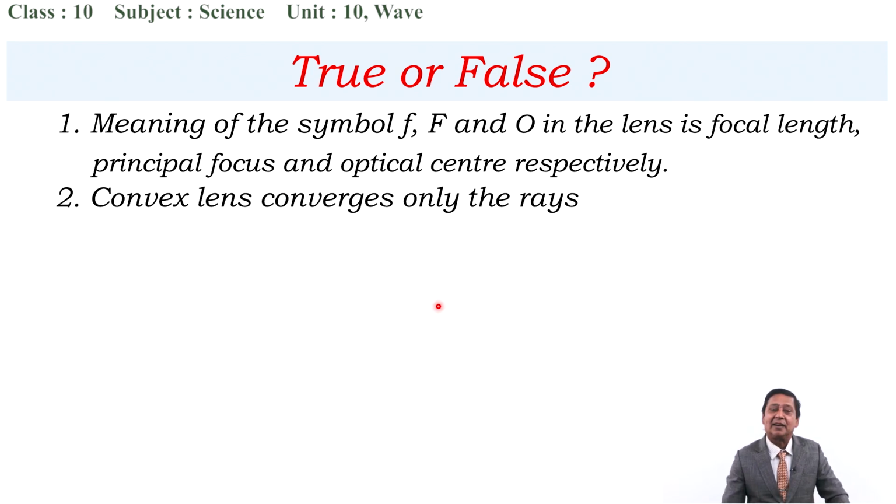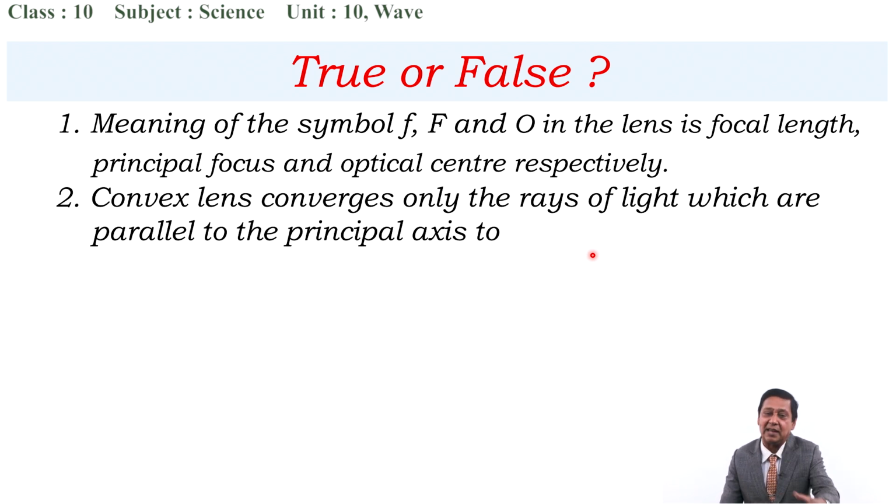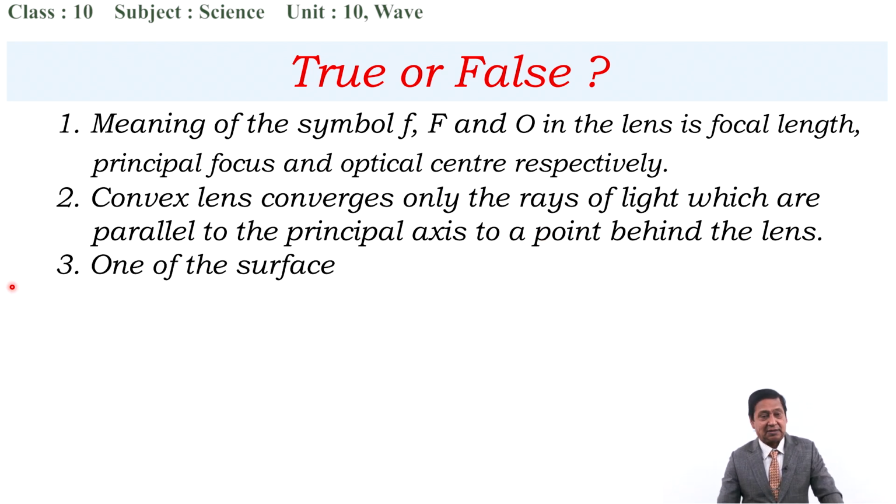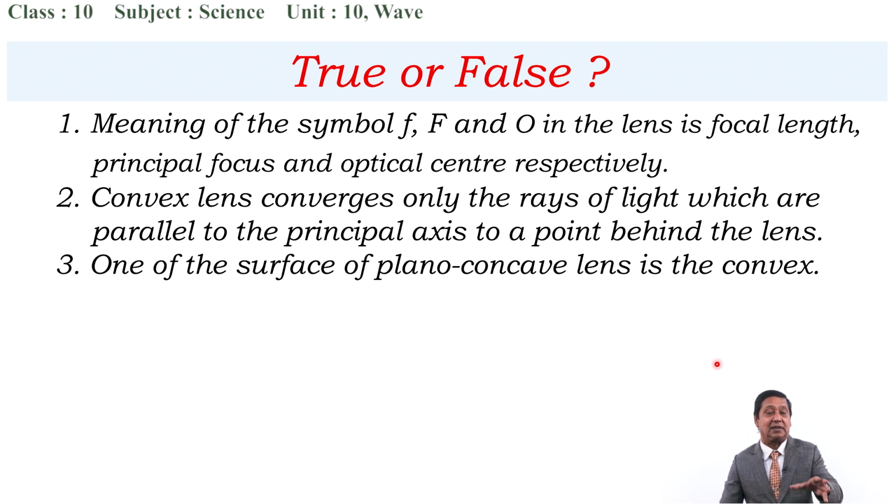Now second, a convex lens converges only the rays of light which are parallel to the principal axis to a point behind the lens. What do you think? Correct or not? At this time I don't know. Just evaluate this with the help of the previous discussion. Now next, one of the surfaces of a plano-concave lens is convex. Is it? I told you about this, but at this time I don't know. Later I'll tell you.